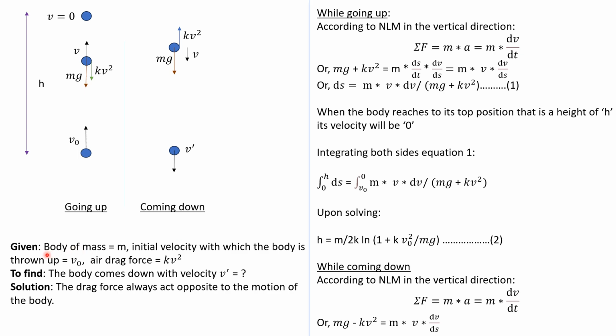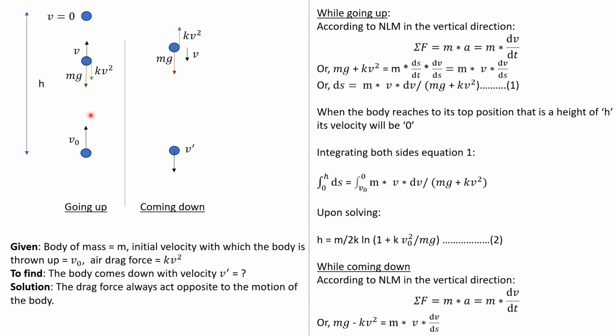So what is given in the question is the body of mass m, the initial velocity with which the body is thrown up, v naught, and the air drag force kv square. We are to find the velocity v dash when the body comes back exactly to the same position from where it was thrown up. So this is the diagram for easy understanding. The body is thrown from this point with a velocity v naught.